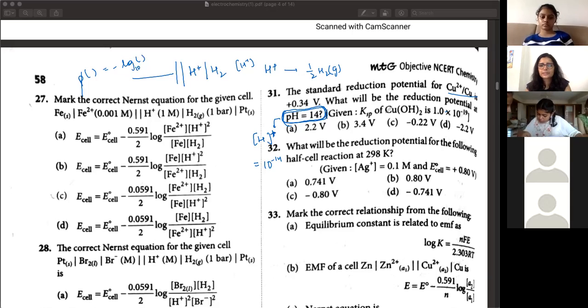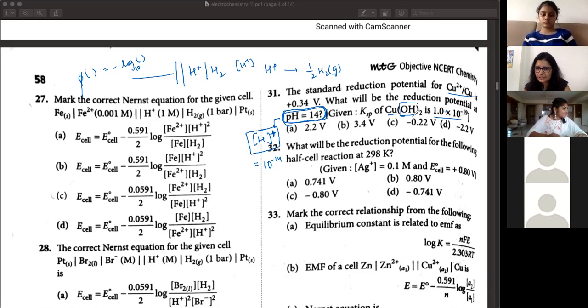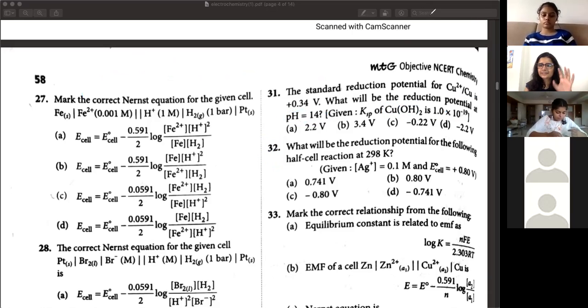And based on that, you're given that the solubility product of copper hydroxide is this much, which means that copper dissociates into Cu2 plus and OH minus. So because you know what is H plus ion concentration, use that to figure out OH minus ion concentration. And from the solubility product, you can figure out what is copper ion concentration. Just a refresher from last year's equilibrium chapter.